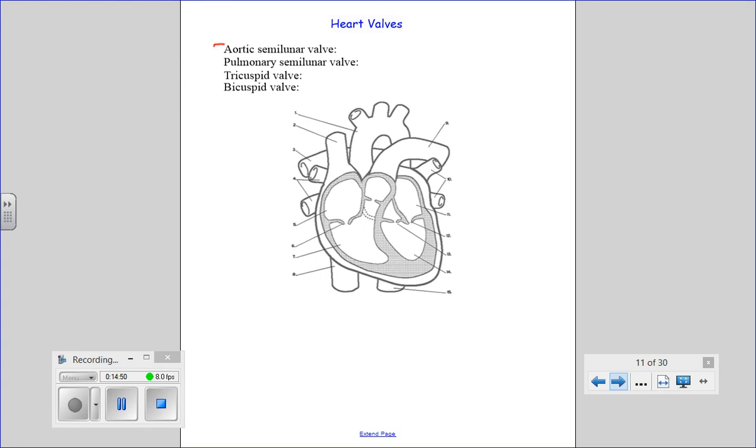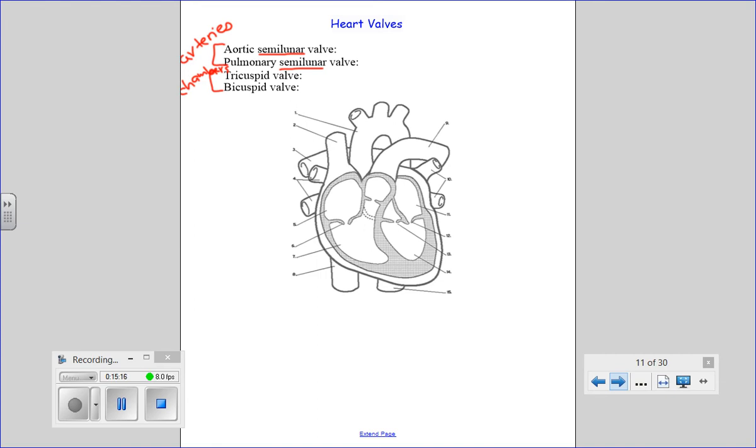2 of the valves are attached to arteries, and 2 of the valves are between chambers. So everything is coming in pairs, and then each set of pairs makes up a nice group of 4. The valves that are attached to arteries are always called semilunar valves, and it's because of their shape.